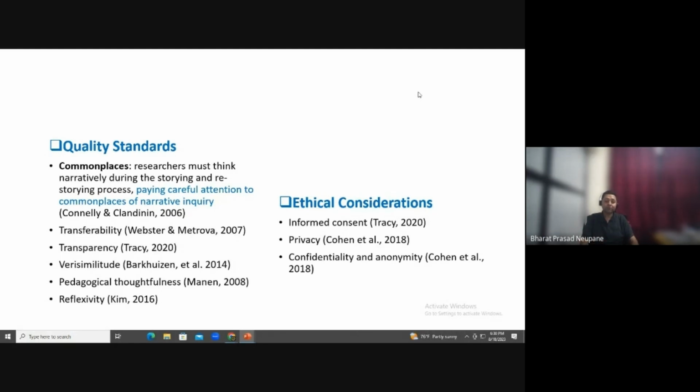And during the whole process, I was mindful of the usefulness of this research to teaching and learning. I was very mindful of how this can influence or impact the pedagogical practices or the learning outcomes of the students. So I was concerned with pedagogical thoughtfulness, the quality standard. I was trying to maintain this. And regarding the ethical considerations, I took informed consent from my participants.